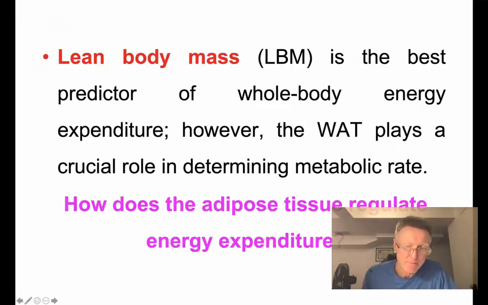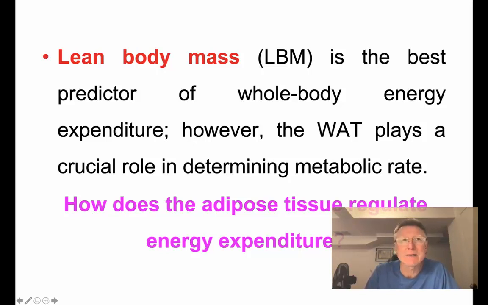Hello everyone. So today I want to talk about how the adipose tissue regulates whole body energy metabolism, because we spoke before that there are different compartments in our body that regulate energy expenditure, and lean body mass by far is the best predictor of whole body energy expenditure. However, the white adipose tissue also plays a crucial role in determining metabolic rate.